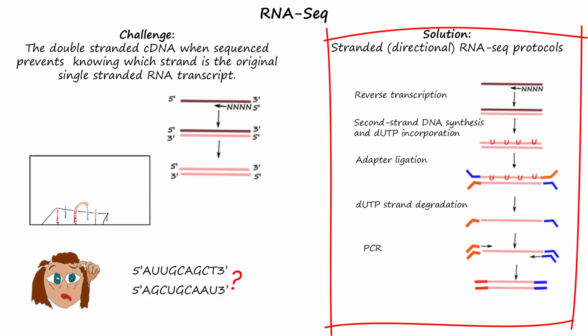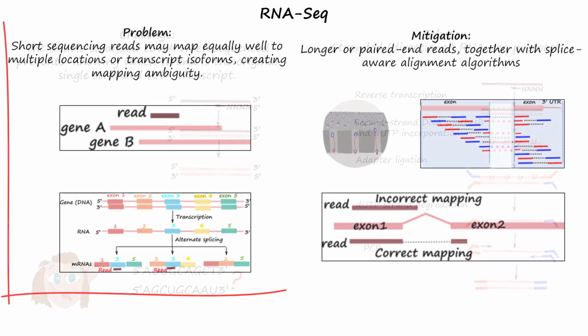For example, incorporation of dUTP into the second cDNA strand allows it to be selectively degraded or not amplified, ensuring that only the first strand, reflecting the original RNA orientation, is sequenced. Preserving strand specificity is crucial for accurately resolving overlapping genes, antisense transcripts, and many non-coding RNAs.